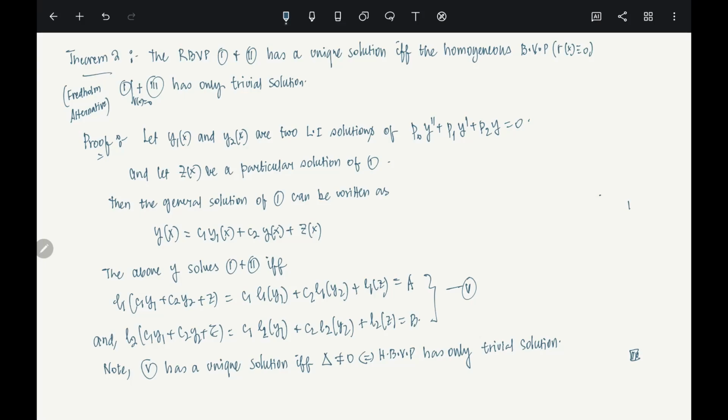And from the earlier result, delta is not equal to 0 if and only if the homogeneous boundary value problem only has the trivial solution. So basically what we have proved is this: the inhomogeneous boundary value problem has a unique solution if and only if the homogeneous problem has only the trivial solution. If it has a unique solution, the homogeneous problem has a trivial solution. If the homogeneous problem only has the trivial solution, then the inhomogeneous problem has a unique solution. Now let's look at an example.